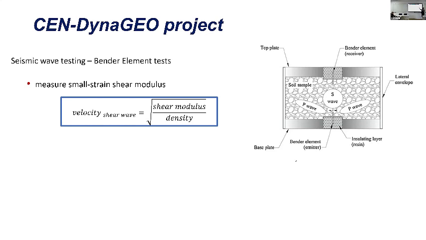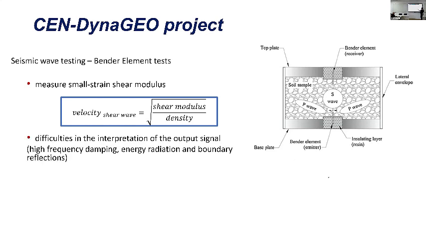are the P waves. And the theory is simple. You have the shear wave, you can calculate the time travel across the sample, I calculate the velocity, and with the velocity of the shear wave, I can calculate the shear modulus. But it's not as simple as that, because there are some difficulties in the interpretation of the output signal due to the high frequency damping, energy radiation, or boundary reflections.